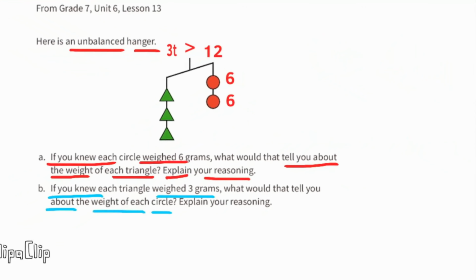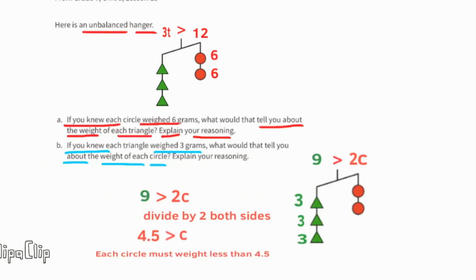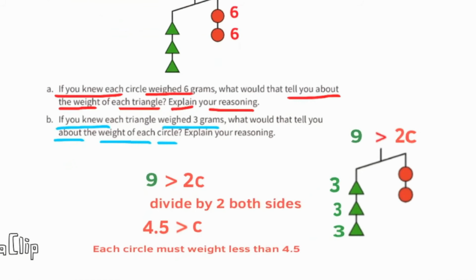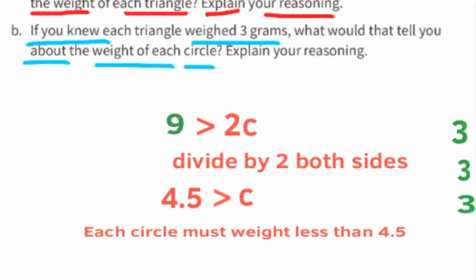B. If you know each triangle weighed 3 grams, what would that tell you about the weight of each circle? Explain your reasoning. So this time they're asking us to imagine that each triangle weighs 3 grams. That would be 3 grams times 3 triangles, or 9 grams. And since the hanger is tilting to the left, that means that 9 grams is greater than 2 circles. If we divide both sides by 2, then we have 4.5 is greater than C. That means that each circle must have a value less than 4.5.